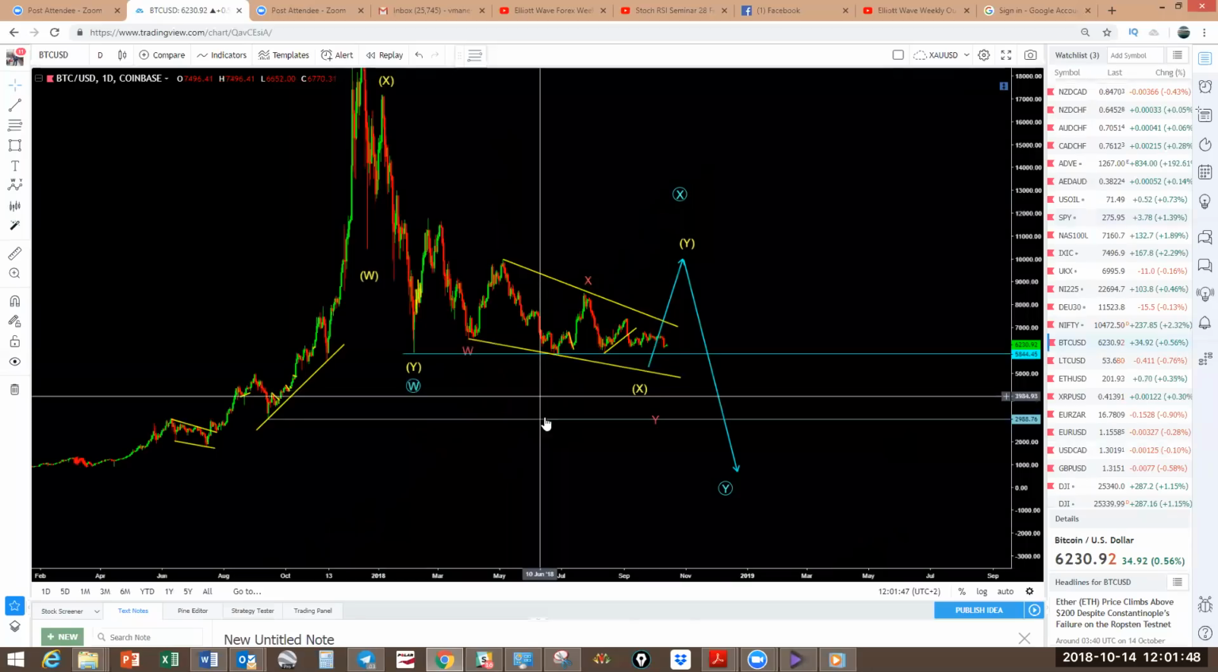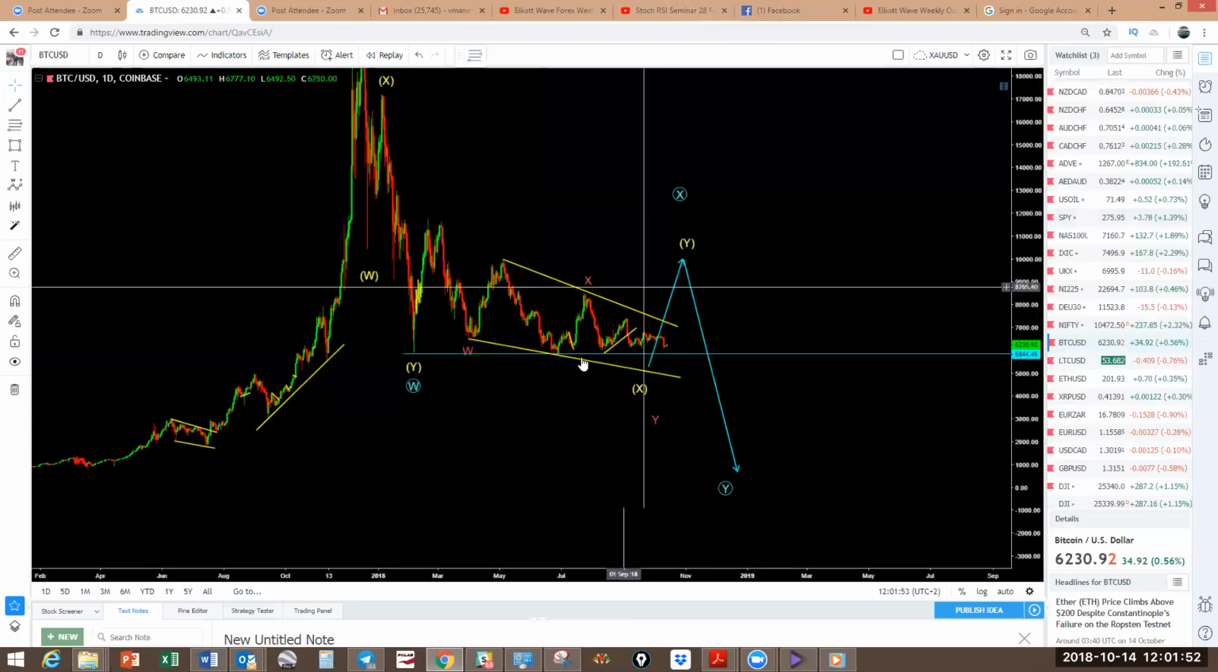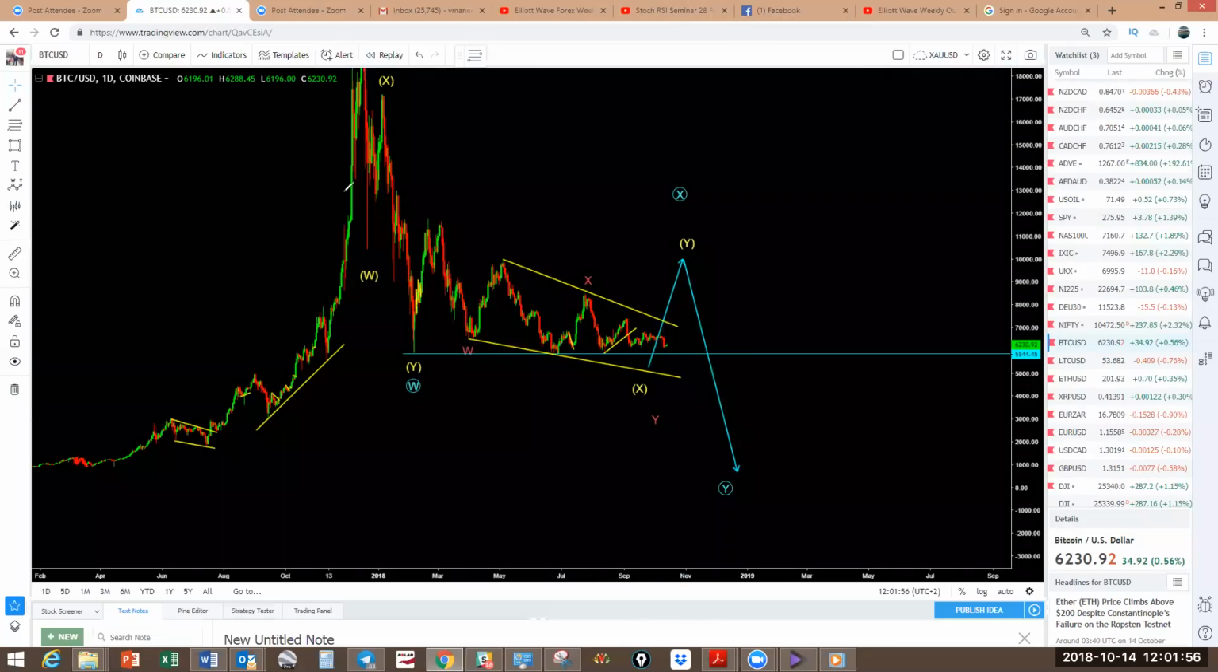Let's take this off here. Doesn't mean anything there. Now we've got this structure. Let's talk about the structure first. The structure is a move down, 3-wave move down. Okay, we've made a passing move up here. It looks like we are making this move as a corrective structure.